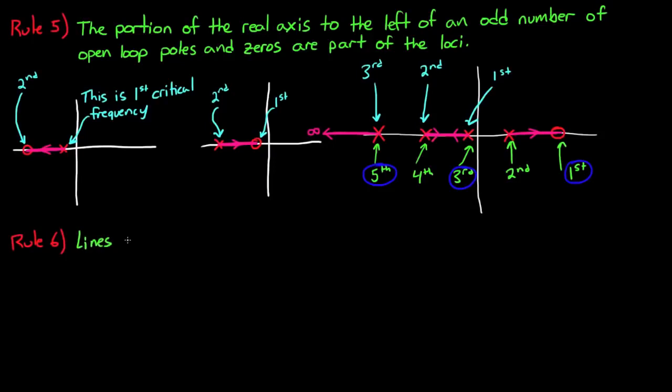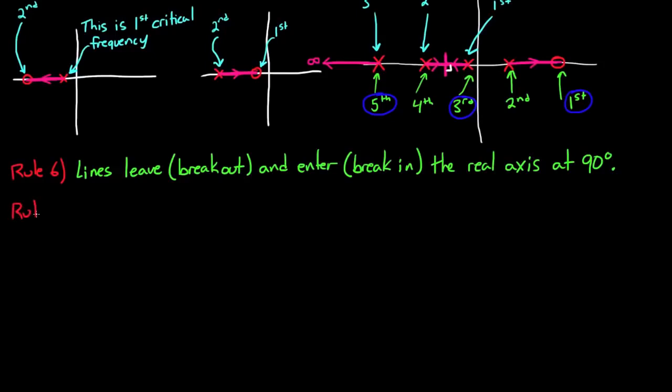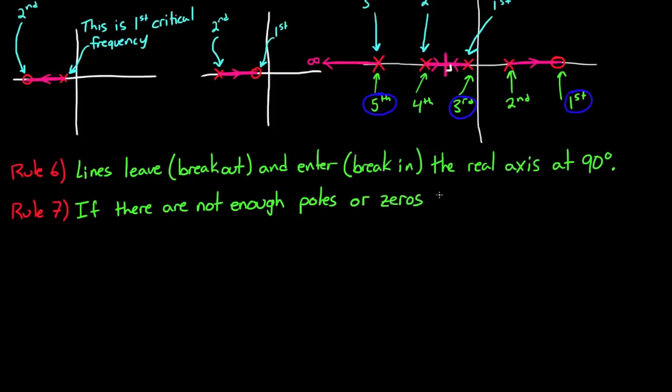So you can see in that one case above, sometimes the roots come together and crash into each other and need to leave the real line in order to go search for an open loop zero. So rule 6 is kind of a simple rule that just explains how the roots leave and enter the real line. And they do this at perpendicular angles, or 90 degrees to the real line. So roots leave the real line in search of an open loop zero, and they break into the real line from an open loop pole.